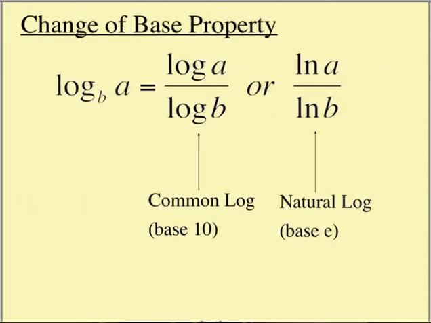Change of base property. So if this is log base b of a, and base b is either not 10 or not e, so if it's base 3, 7, 5, 6, in order to evaluate it, we need to change the base to either 10 or e, so that we can use our calculator to evaluate it. So the change of base formula would just be log of a divided by log of b. This is using the common logarithm, that's base 10. Or you can change this to natural log of a over natural log of b and use base e. You'll get the same result no matter which log you change it to.